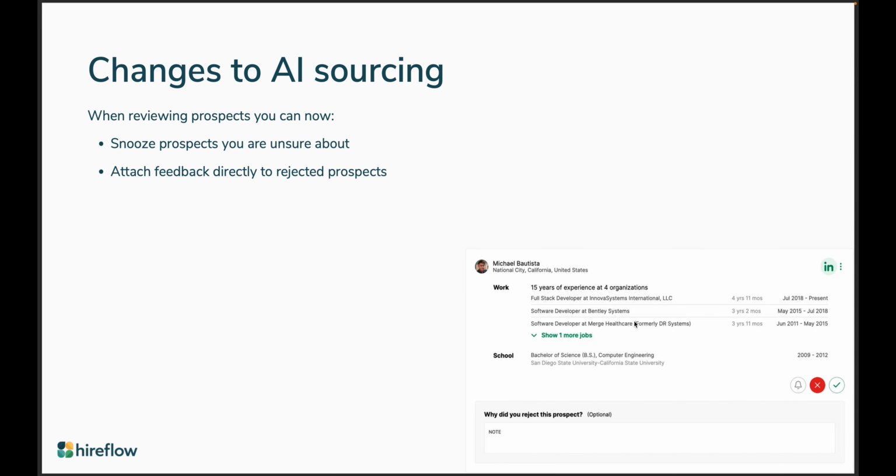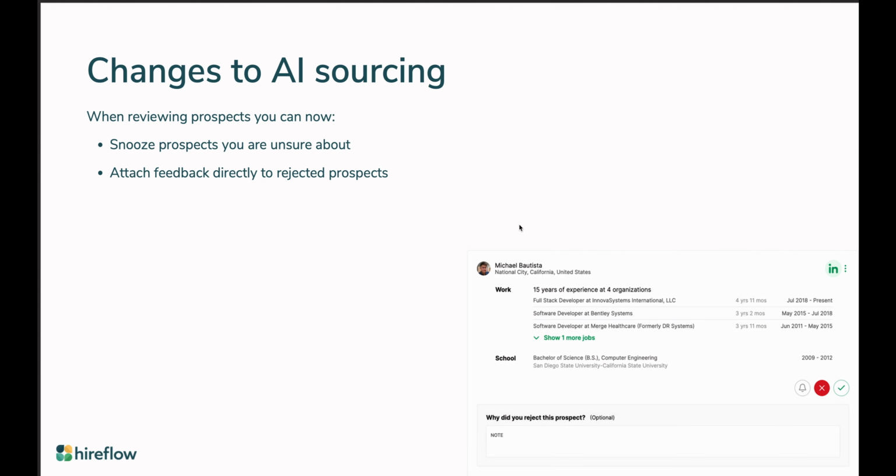There's also been some changes to AI sourcing. If you haven't used AI sourcing before, I'd recommend booking some time with me above. I'd be happy to chat with you about how AI sourcing can help you build pipelines fast. One interesting change in AI sourcing is you can now attach feedback directly to a rejected prospect. This allows the system to improve and recommend better candidates.